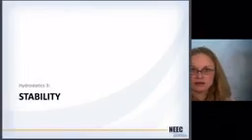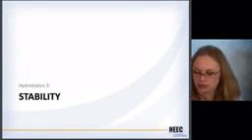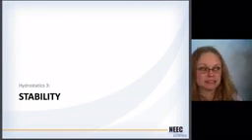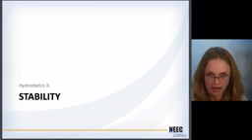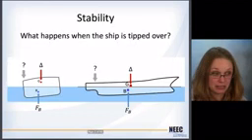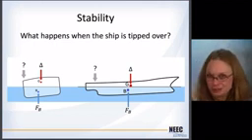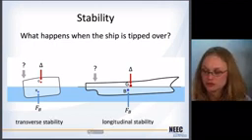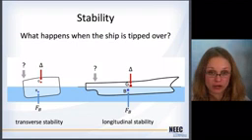As I mentioned at the end of the pressure and buoyancy lecture, static equilibrium is not enough to evaluate how good a ship is. You really have to find out more about its stability. And what do I mean by stability? It's really just what happens when the ship gets tipped over. There are two major kinds here. We're going to talk about transverse stability, and then we'll talk about longitudinal stability.